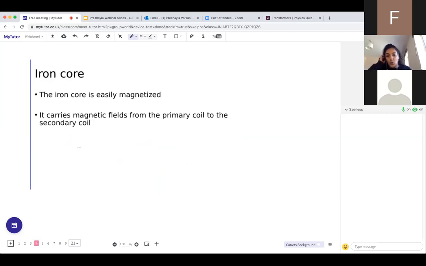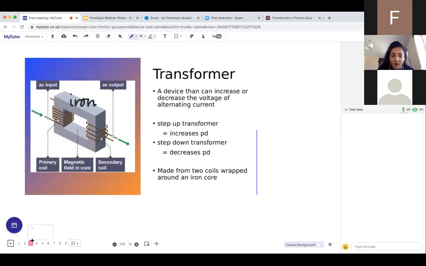The iron core, its purpose is to transfer the magnetic fields created in the primary coil to the secondary coil. Okay, so that is the purpose of the iron core, to take the magnetic fields created in this coil and transfer them to the secondary coil. Okay, that's the whole purpose of the iron core. The reason that it's iron is it can do that very efficiently.